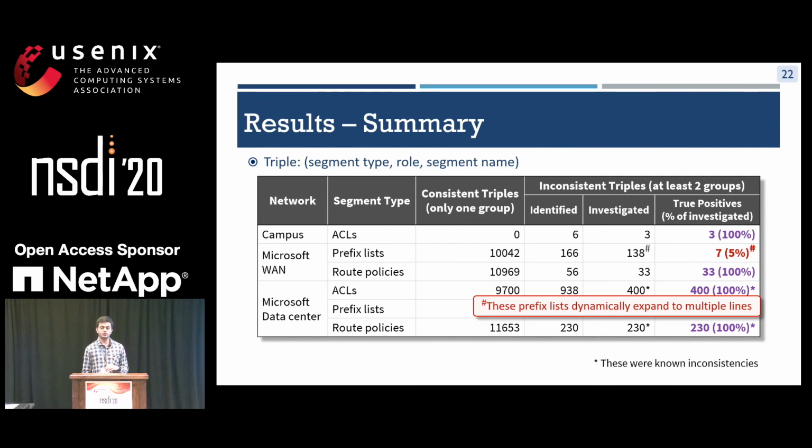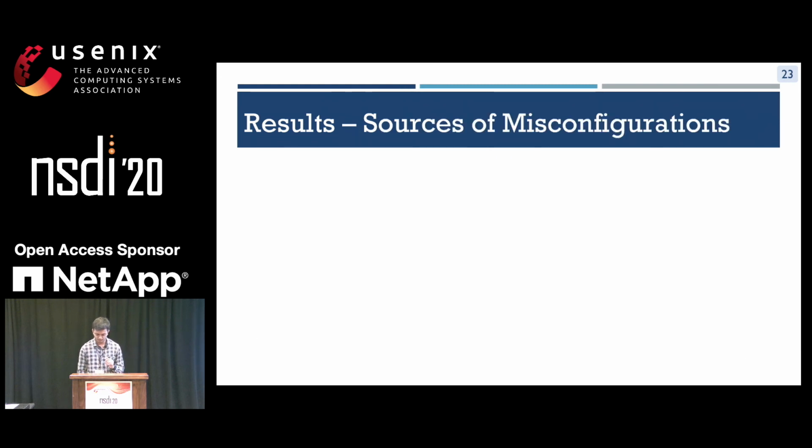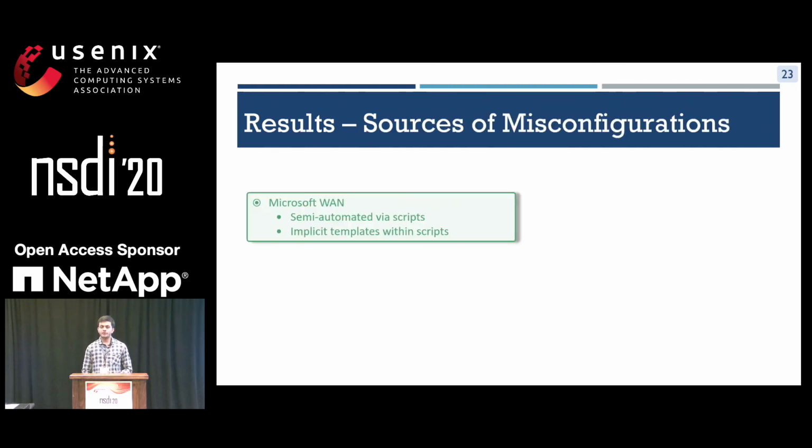Next, I will explain the source of misconfigurations for the Microsoft networks, and I will leave the campus network due to lack of time. Microsoft Wide Area Network is managed by the operators with the help of some Perl scripts. Some of these scripts have certain templates embedded in them. These templates are not as sophisticated as the ones SelfStarter inferred. Sometimes these templates are more like a bag of commands. The reason for the errors in Microsoft Wide Area Network is specifically because of these scripts.